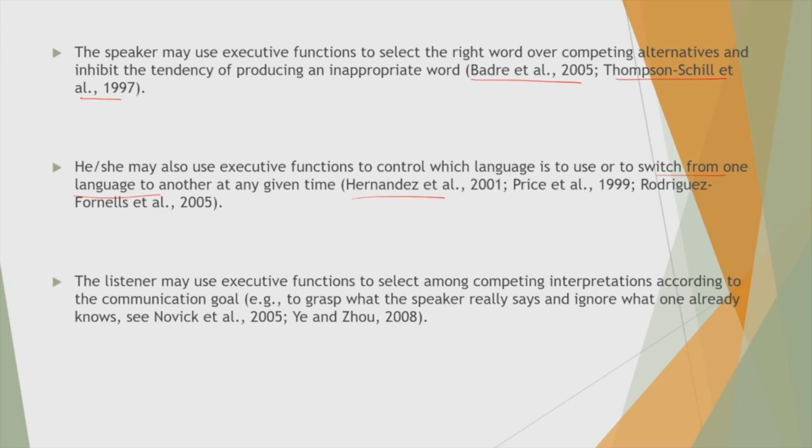The listener may use executive functions. So, this is when you are producing a sentence, and here when you are listening. Select among competing interpretations according to the communication goal. So, to grasp what the speaker really says and ignore what the person already knows. When you are listening to somebody speaking, you also need to resolve a lot of conflicts. Sometimes you already have an idea that is established in your mind, but the speaker might mean completely different things. So, that also leads to conflict resolution.